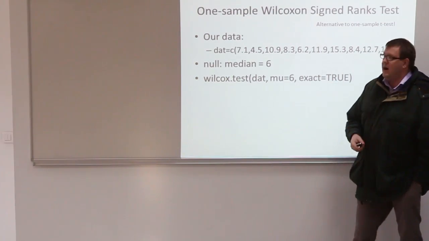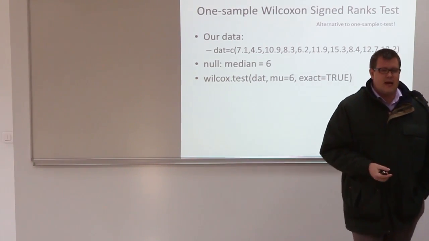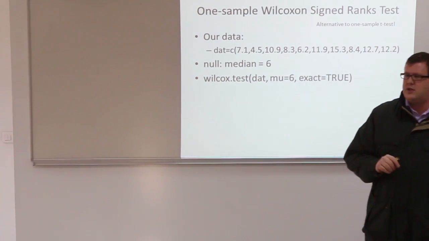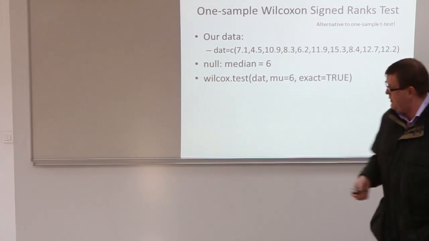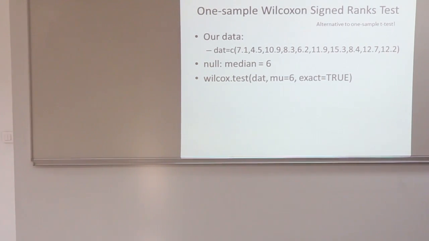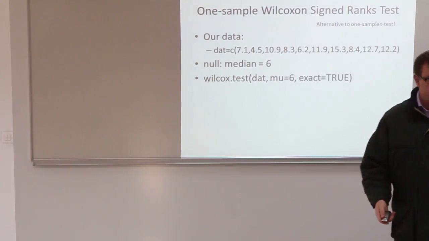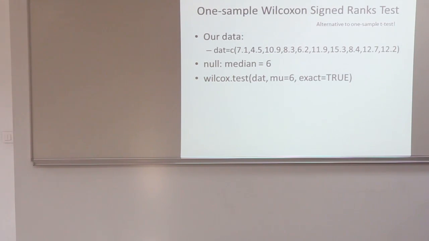We tell it that we want exact to be true. This actually isn't such a big deal unless you're going over a sample size of 50. But it's a safe practice. Okay, so we did this last class. I think we used a different hypothesized mu. But here it is with the hypothesized mu of 6. So here are the results.